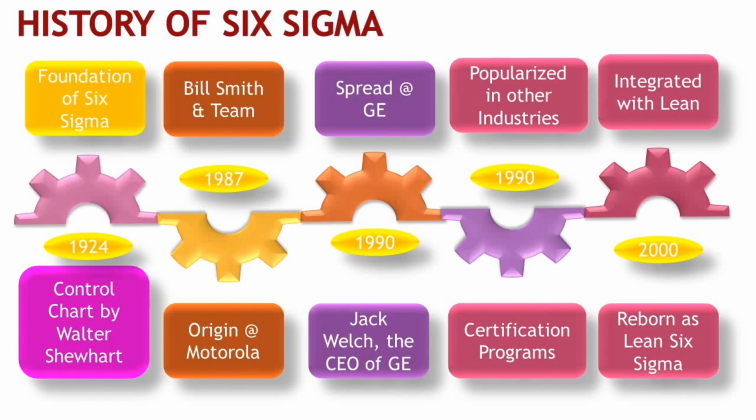In summary, Six Sigma's journey spans from its origin with control charts in the 1920s to becoming a global phenomenon in the late 20th century and evolving into Lean Six Sigma in the 21st century.